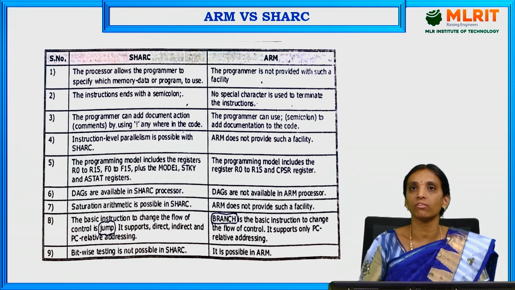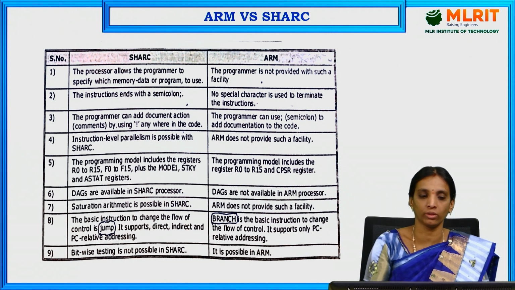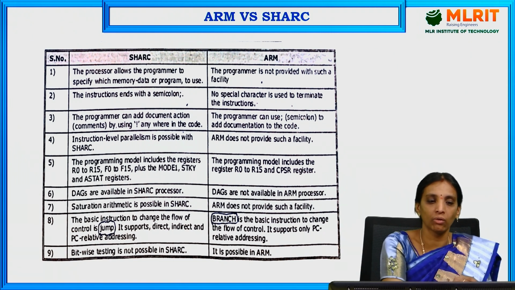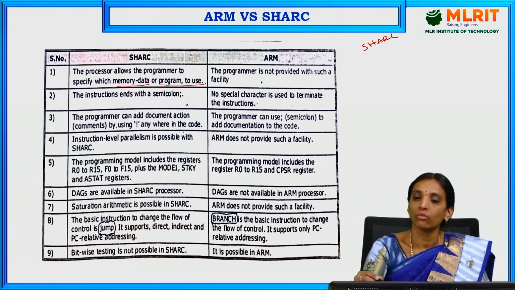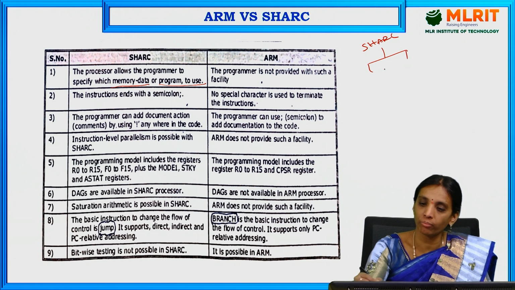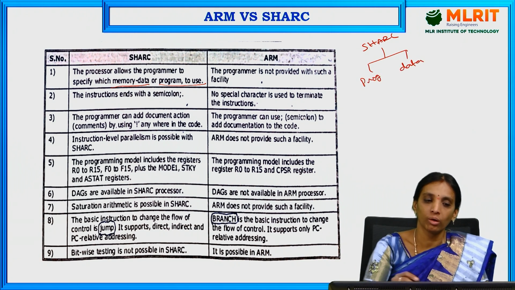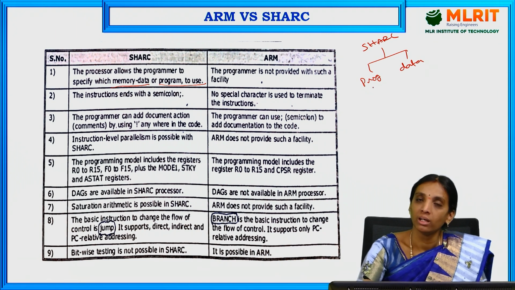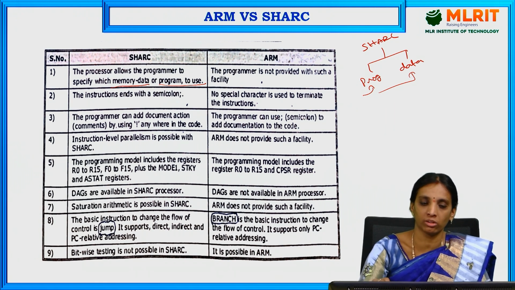So what are the differences between the ARM processor and the SHARC processor? The SHARC processor allows the programmer to specify either the data memory or program memory. In the SHARC processor, we have two types of memories: one is program memory and another one is data memory. Therefore, the programmer has to specify whether that instruction uses program memory or data memory. In each instruction, we need to indicate which memory is to be used by that instruction. In the ARM processor, it is not required for the programmer to provide which memory will be used.